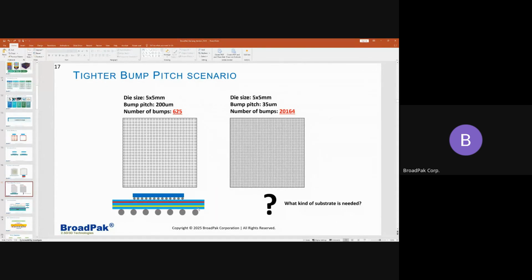Something like this, you can put it on a standard PCB type substrate or the PCB style, and you can escape and you can connect. However, if you're down to 35 micron, you cannot, because it goes beyond the technology that is needed to assemble this thing directly on a low-cost type substrate. So what do we do? Obviously, we're going to need something else.